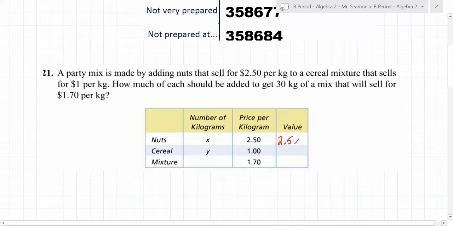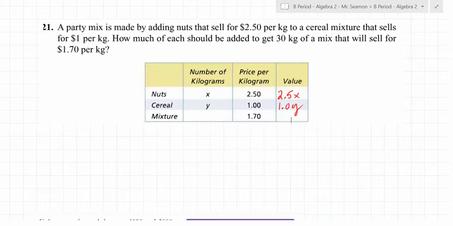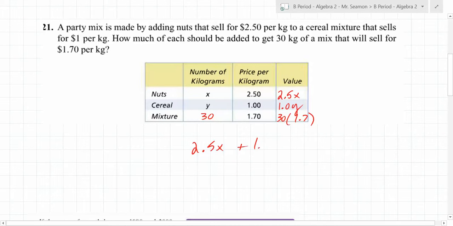2.5x. Correct. What about Y kilograms of cereal? 1.0 times Y. And then how many kilograms of the mixture do we want? 30. And what's the price? We want it to be a price per kilogram of 1.7. So how do we get the price per kilogram of the mixture? 30 times 1.7.